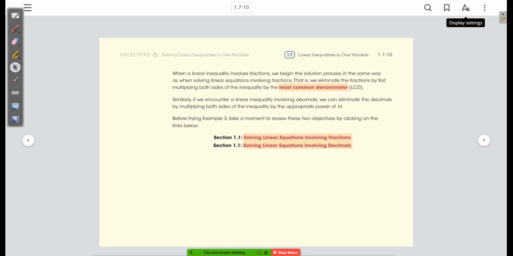Similarly, if we encounter a linear inequality involving decimals, we can eliminate the decimals by multiplying both sides of the inequality by the appropriate power of 10. So before trying example 3, take a moment to review these two objectives by clicking the links below. This is something you can do on your own time if you're struggling with this, and I do encourage you to. If you don't know how to solve these problems, go to the book, look at what the book's suggesting, click the links, and refresh yourself. But in this lecture, we will not be doing that.